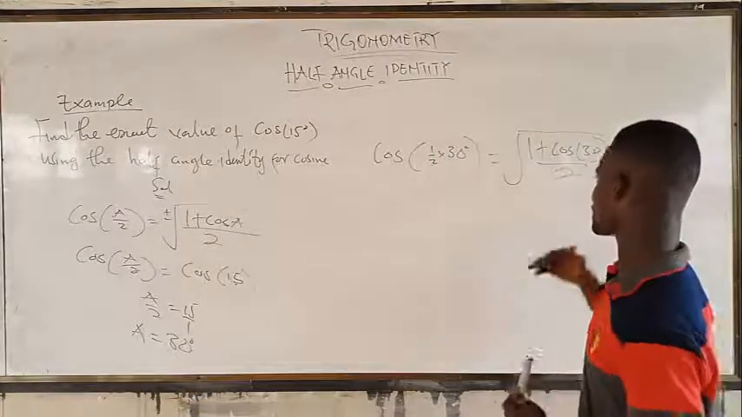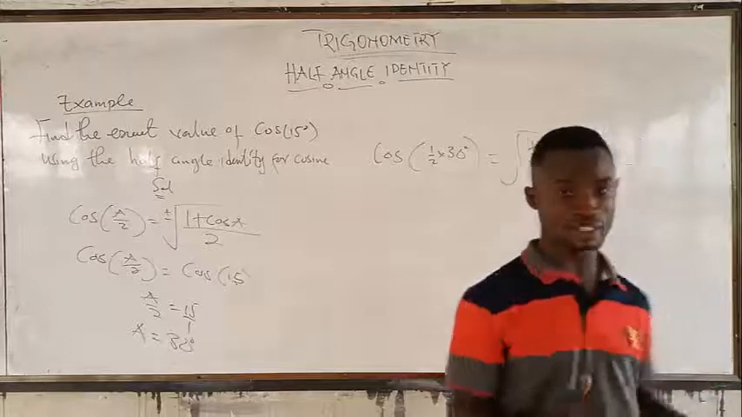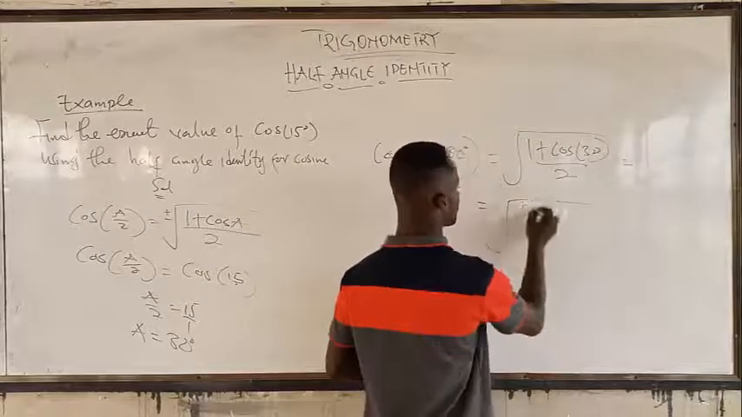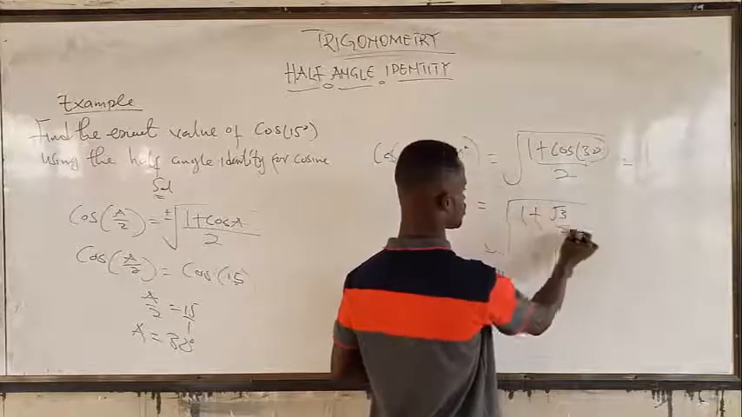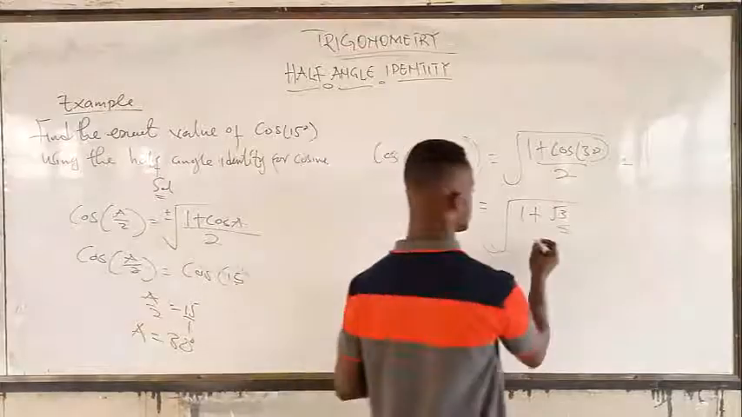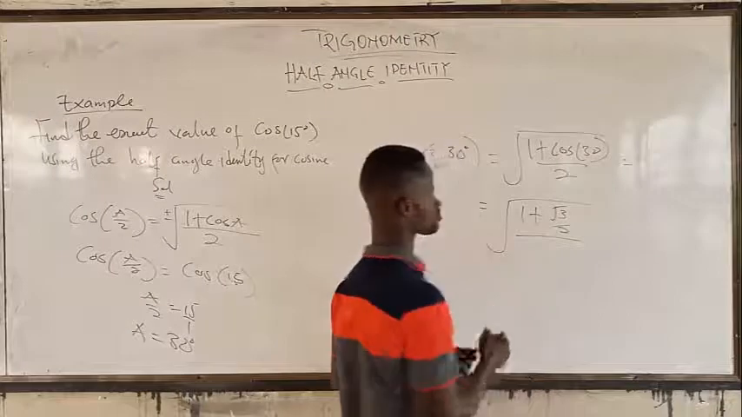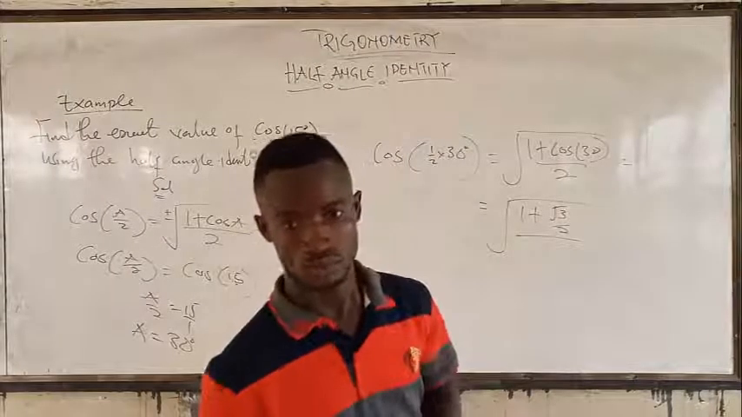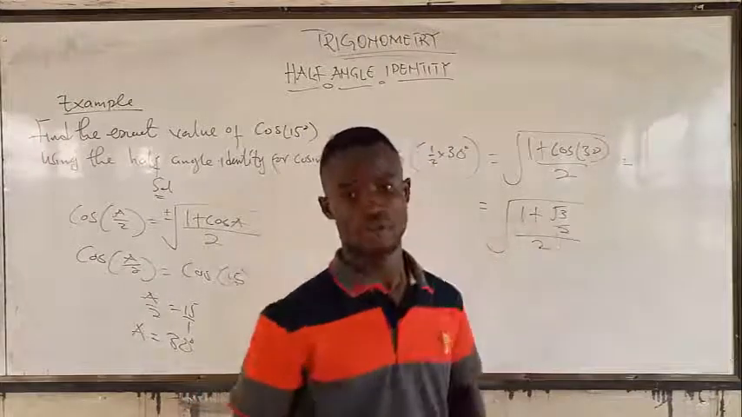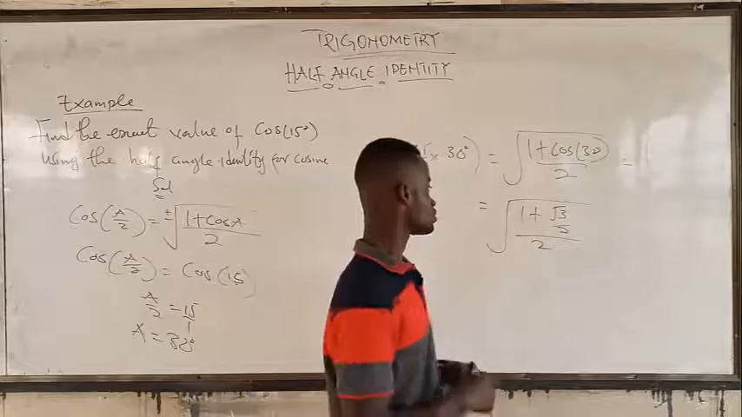But you need to go through the steps. Alright, let me take my time and give it to you. When you do this, you're going to get 1 plus square root of 3 over 2, all divided by 2. Very good. All divided by 2.